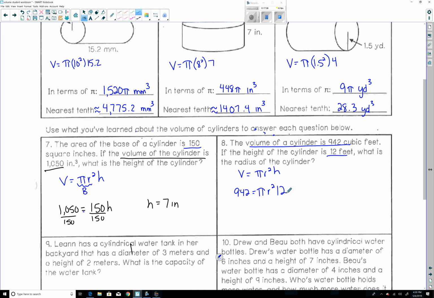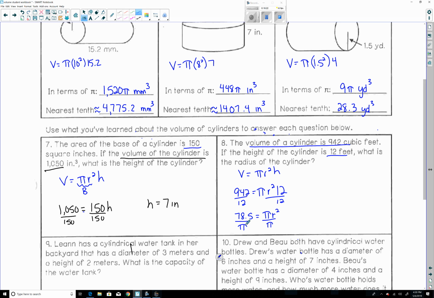So if I want pi r squared all by itself, I'm going to divide both sides by 12. 942 divided by 12 is going to be 78.5. Again, use your calculator. Equals pi r squared. If I want the radius all by itself, now I'm going to divide by pi. I've got to grab my calculator and do this because I think when I did it before I was using an approximation of pi. So 78.5 divided by the pi key, I get 24.987.